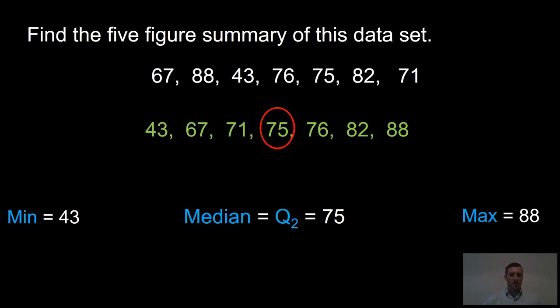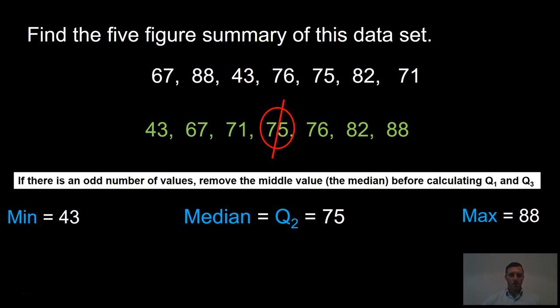If there's an odd number of values, remove the median before calculating Q1 and Q3, or your lower quartile and upper quartile. Another way to think about it is that if the median is a data value, we ignore it and split the remaining data into 2.